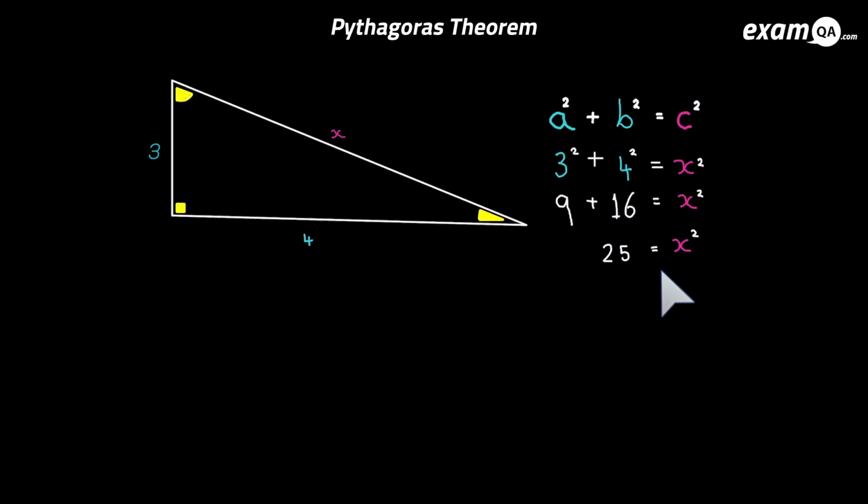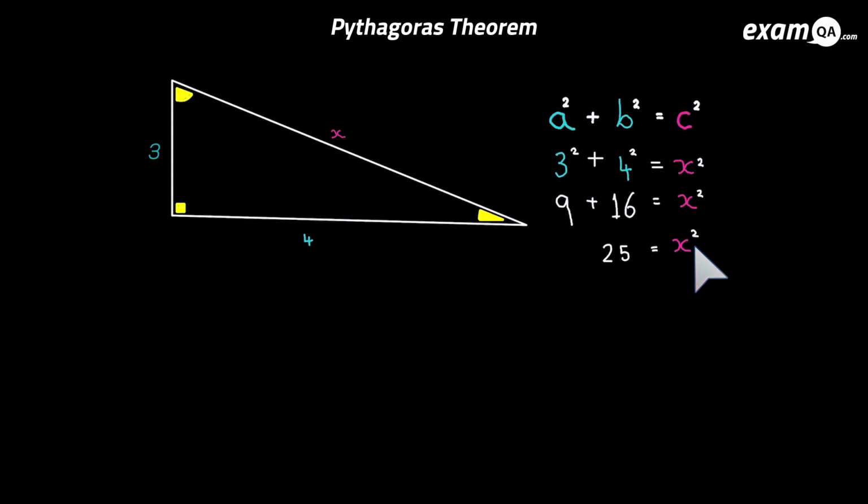Of course, we didn't do anything to the x squared; there was nothing we could do up till now. So right now we've got 25 equals x squared. Now, how do you get rid of that square sign on the x? Because remember, we're trying to work out x. We don't want x squared. So how do we get rid of that square?